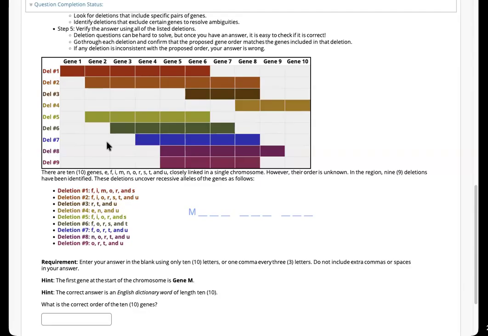For example, here, deletion 4 are the last 3, E, N, and U. So I can just go, well, these are E, N, and U. I don't know the order. I like looking at the smaller deletions first because those have fewer letters to work with, right? So this one's R, T, and U. What's the overlap between those two? It's the U, right? And so I know that these 2 are R and T. I don't know the order. And now I know that the last 2 are E and N.